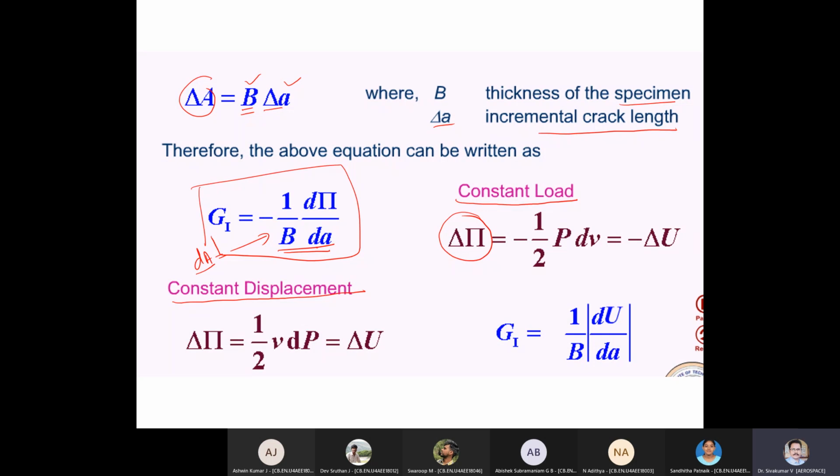So already we found the potential energy a few classes back, when we were dealing with the constant load and the constant displacement discussion. There we found the incremental potential energy. For constant load, how was it? 1 by 2 into P into dV. V is displacement, P is the load. Likewise, we applied P on the double cantilever beam.